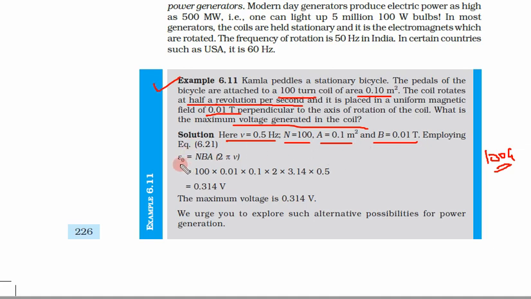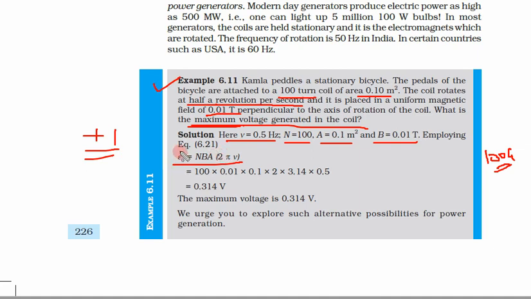So we get epsilon is equal to NBA into omega, or 2 pi nu. So why we have removed this sin omega t? Because they are asking for maximum voltage. For maximum, we get sin theta is equal to plus 1. So we have put that sin theta is equal to 1 for maximum voltage.